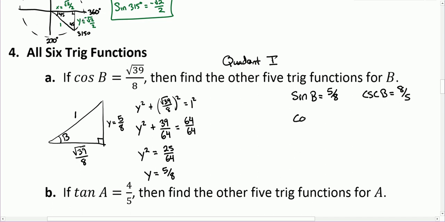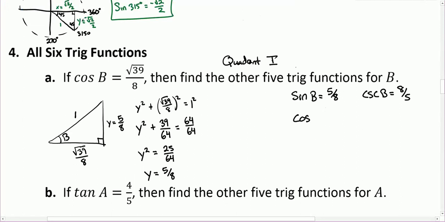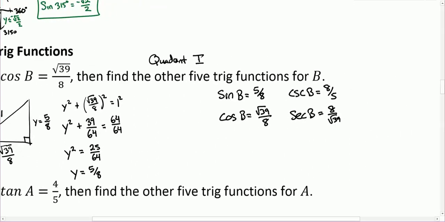I'm just going to rewrite. The cosine is root 39, so this is given to us. Cosine of B is root 39 over 8. So the reciprocal of cosine is the secant. So the secant of B is 8 over the square root of 39. Typically we rationalize the denominator, so if I multiply top and bottom by root 39, I get 8 root 39 over 39.